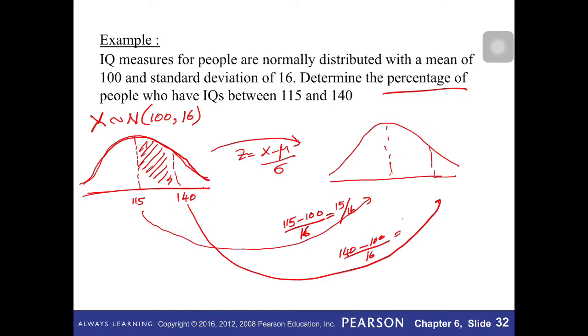So this is going to be 40 over 16, which means 10 over 4, which means 2.5, right? 2.5. Now you know what these values are. This is going to be 15 over 16, and this is going to be 2.5. So you have converted these values. Now you have to find the area between these two values.